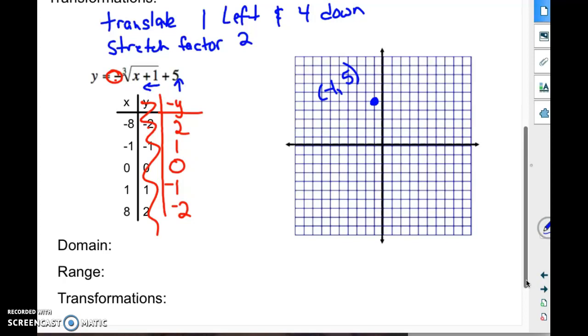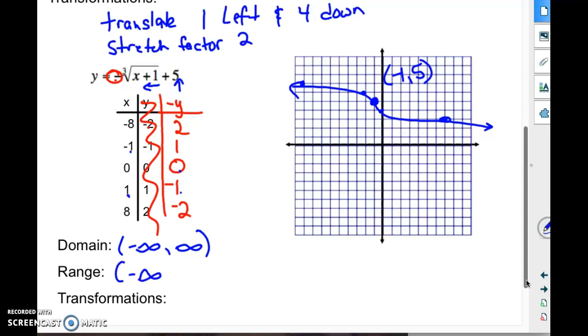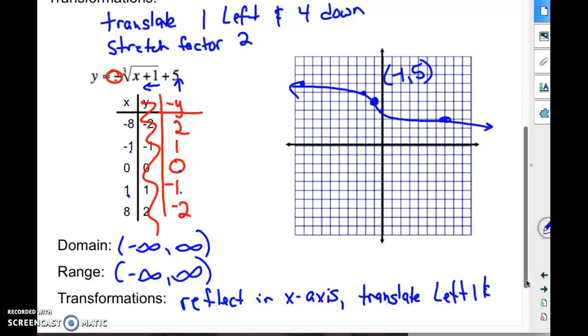Our vertex here is going to be -1, +5. And from the vertex, we're going to go left 8 and up 2. Oops, I have to move my label here. -1, +5. Then we said left 8 and up 2. Left 1, up 1. And then 0, 0 is the vertex. Right 1, down 1. And then right 8, down 2. And then put in our graph. Our domain and range are all real numbers. And our transformations here is we have a reflection in the x-axis, and we translate left 1 and up 5.